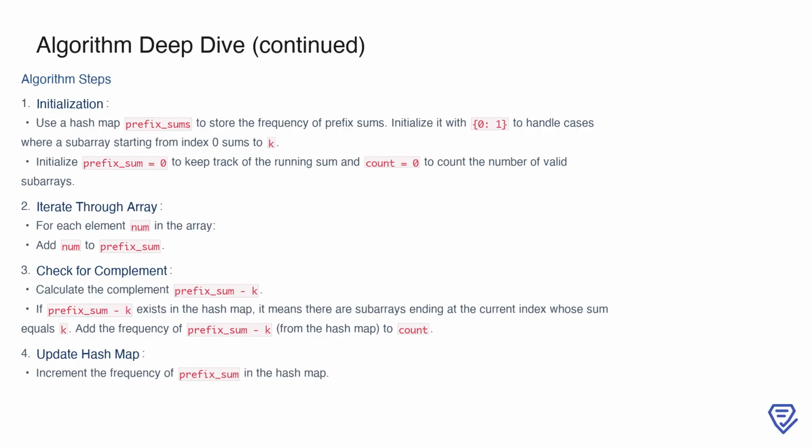As we process each element in the array, we add the current element to prefix_sum. Next, we calculate the complement, which is prefix_sum - k. If this complement exists in the hash map, it means there are one or more subarrays ending at the current index whose sum equals k. In that case, we add the frequency of the complement in the hash map to the count variable. This step ensures that we efficiently account for all possible subarrays without needing nested loops.